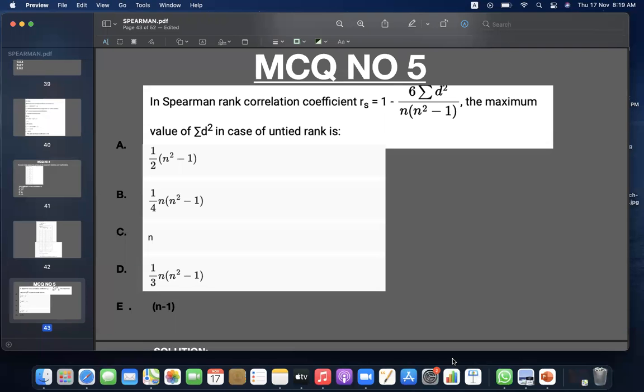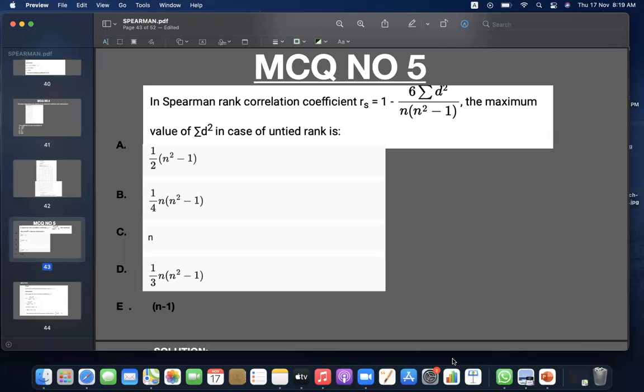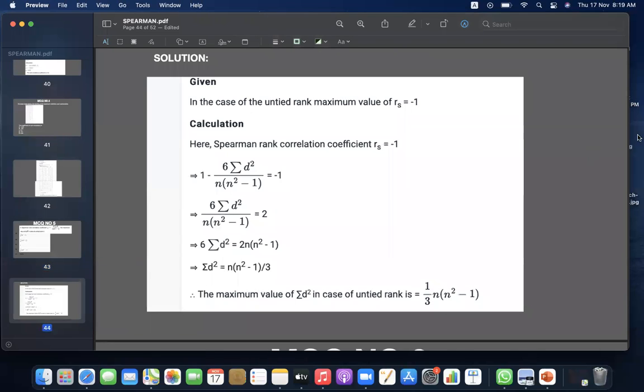A? No, it would be D. E? No, it would be D. Let me show you how. Here's the solution as well. As I've told you, this is the formula. So if you do simple maths in this, you can understand that the maximum value of sigma d square in case of untied rank is 1/3 n times n square minus 1.